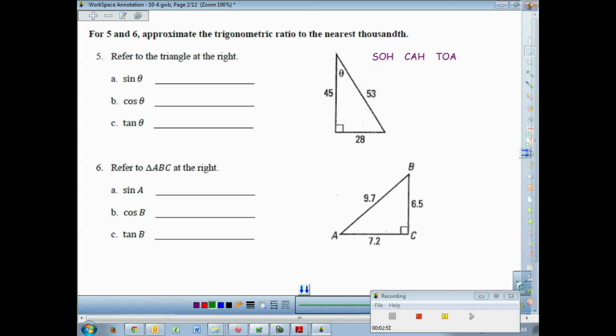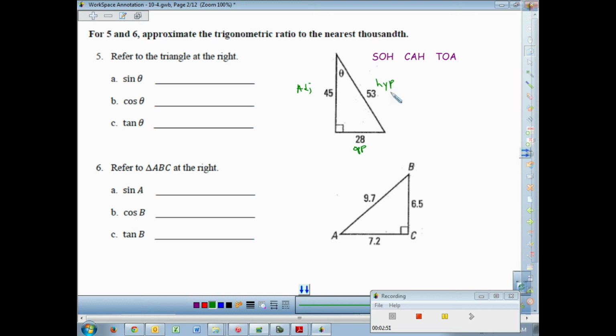We must focus all of our attention around theta, and then let's do this. Which one's opposite, the 28, the 45, or the 53? Put a little OPP there. Yeah, you know me. Isn't this the adjacent? And this is the hypotenuse?